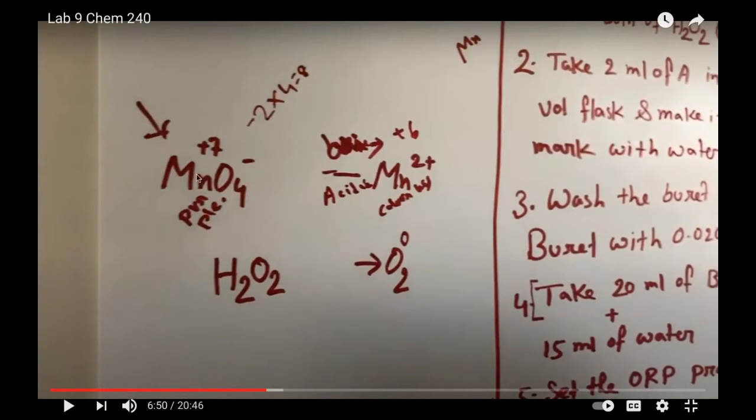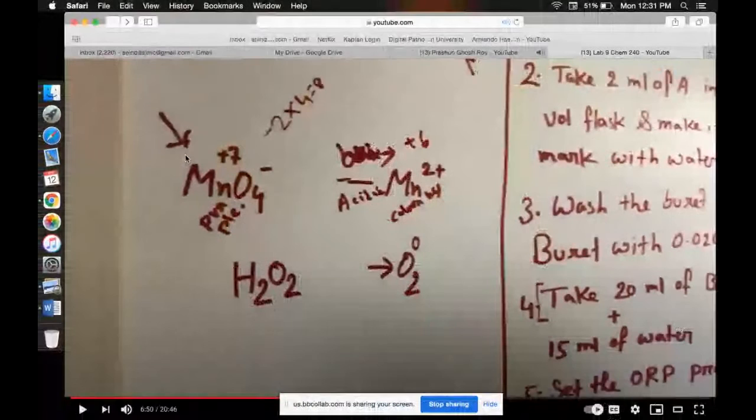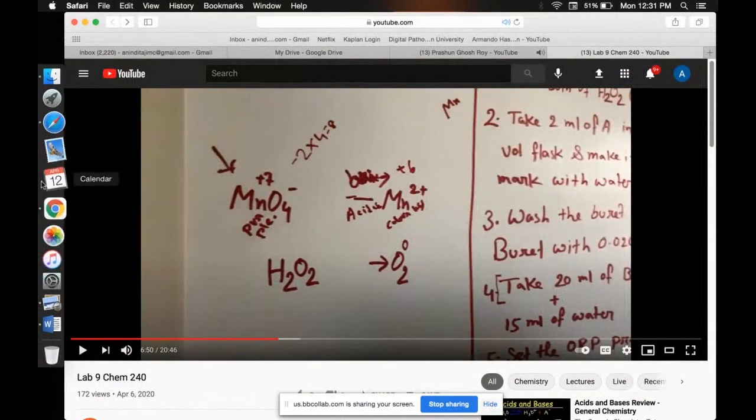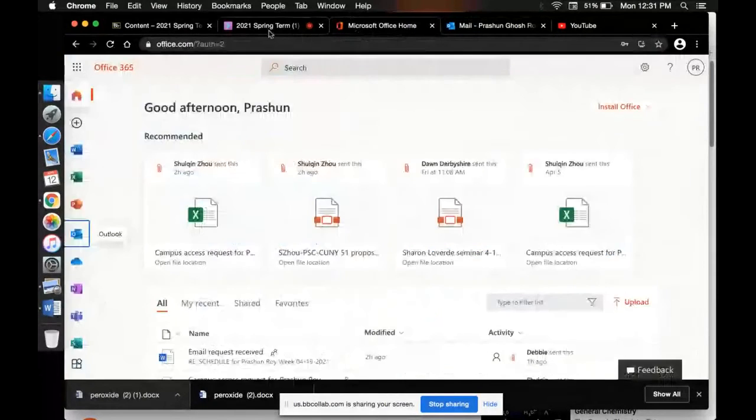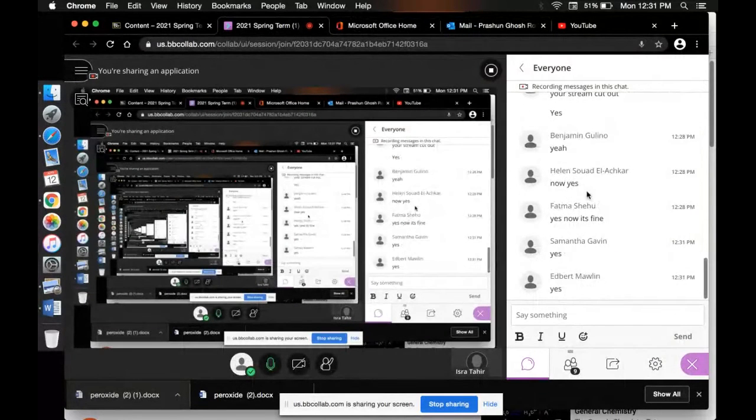I believe you know how to calculate the oxidation state, right? Can you all respond? You guys have a good idea about the oxidation state? So you know how to find out the oxidation state, right?